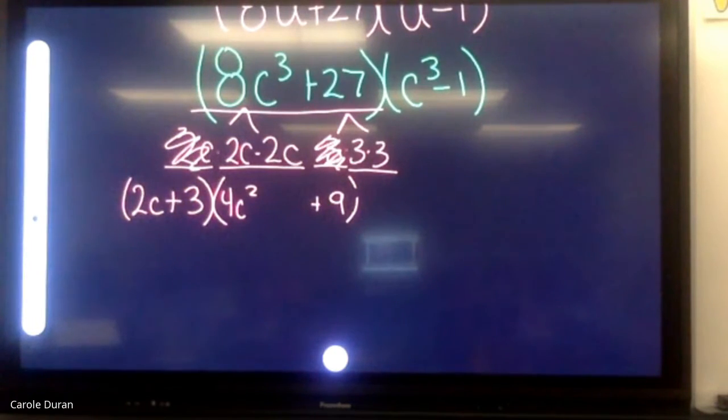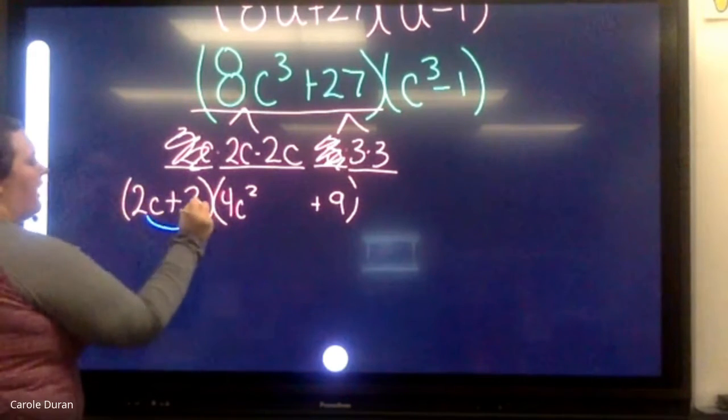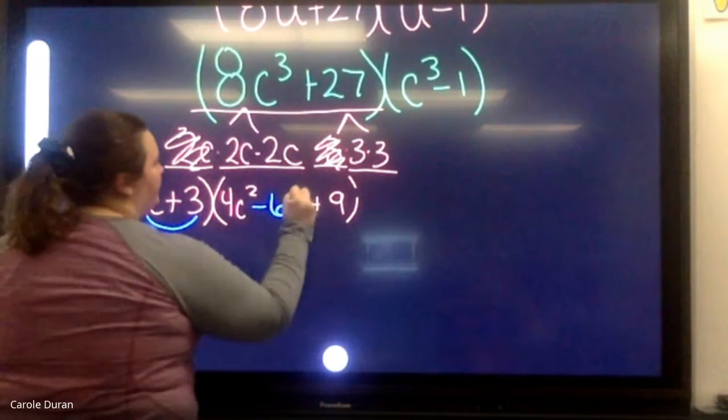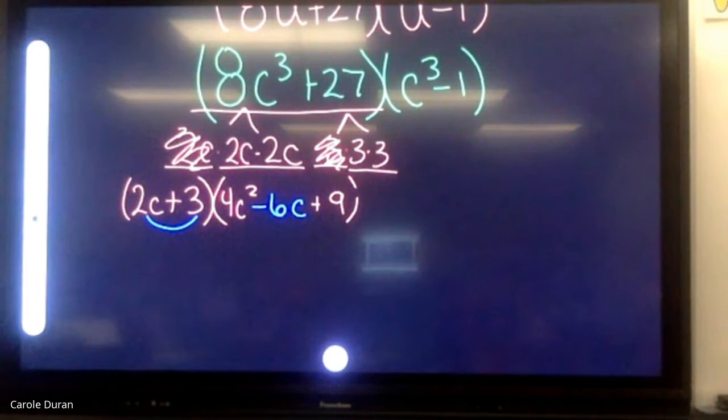To create that middle term, I take my binomial roots, multiply them together, and apply the opposite sign. So 2c times 3 is 6c. Opposite sign makes it a minus 6c. Neither one of those can be factored any farther, so I'm done there.